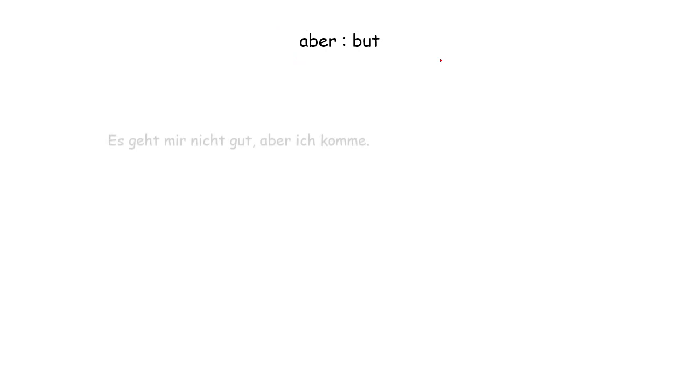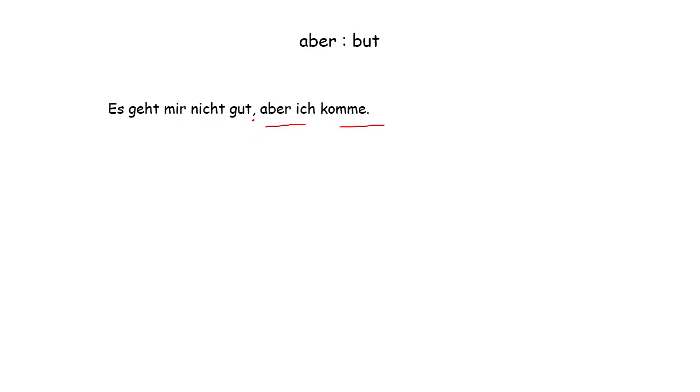Aber, but. Es geht mir nicht gut, aber ich komme. I'm not good, but I come. So, aber, verb at second position and preceded by a comma. Tom arbeitet viel, aber hat nicht viel Geld. Tom works a lot, but he does not have much money. Verb at second position, preceded by a comma.